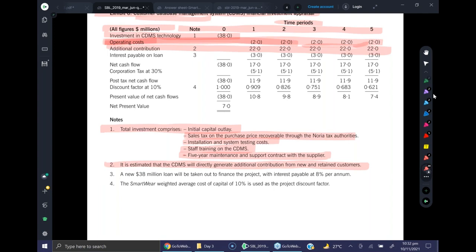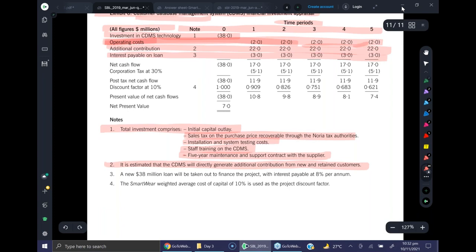Yeah, and the value is the same over the year. This is kind of making me uncomfortable, there has to be a trend in the increase in contribution somehow. Okay, interest payable on loan, note 3, $3 million every year.